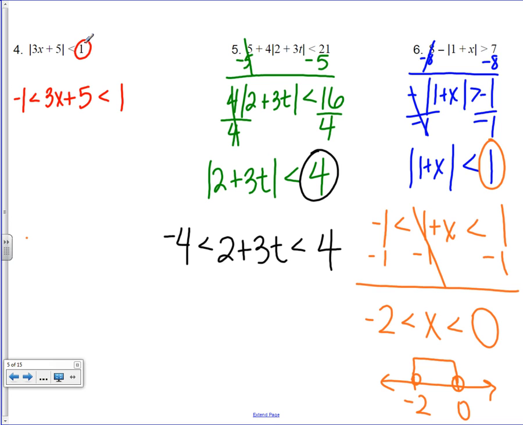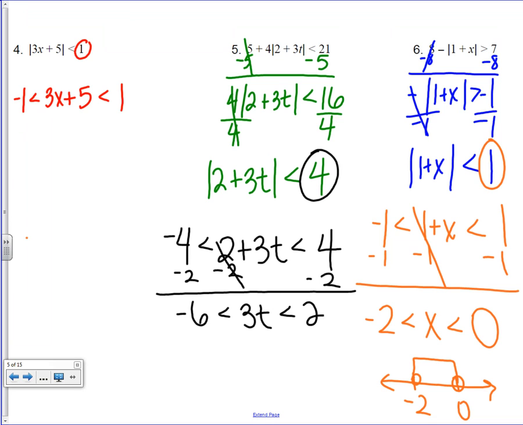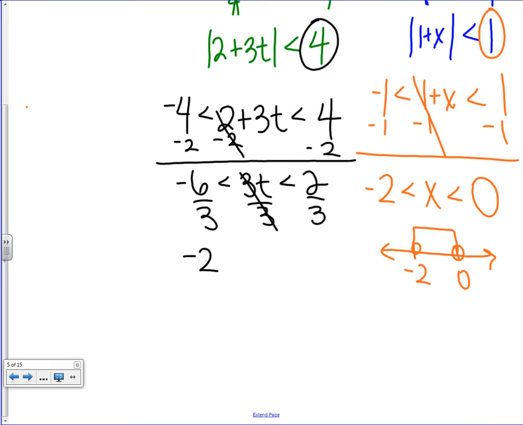Over to number 5, the black one here. I need to isolate the t. So the first thing I'm going to do is subtract the 2 everywhere. I get negative 6 is less than 3t is less than 2. Now I need to divide by 3. And I get negative 2 is less than t is less than 2/3. You can either leave that as 2/3 or do 0.6 repeating. All right, let's get my number line here. My critical numbers go on that number line. They both get open circles, and the t is in the middle, so we shade in the middle.